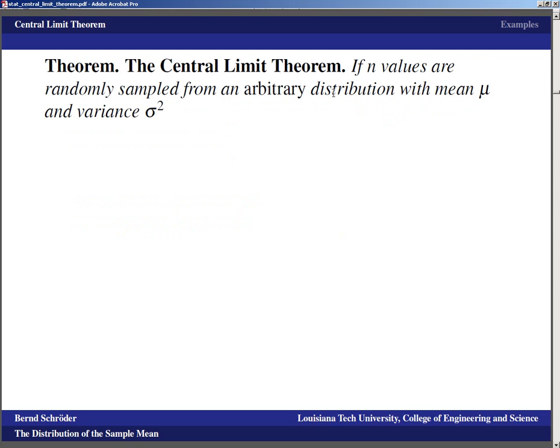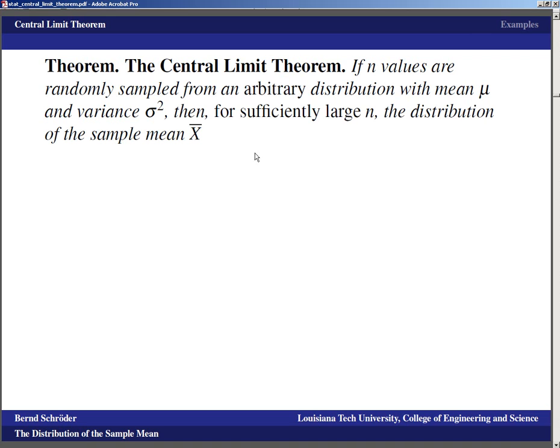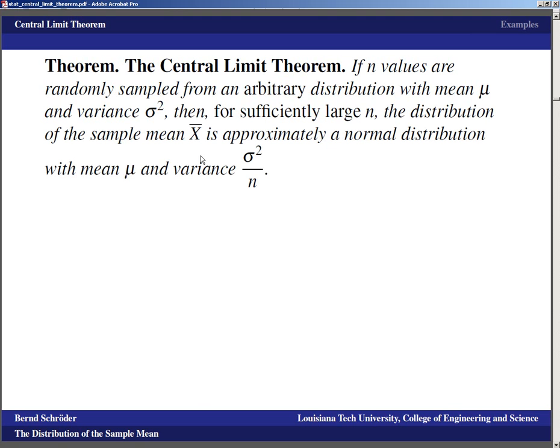Well, the central limit theorem says that if you take n values randomly sampled from an arbitrary distribution, so we don't care at all what the distribution is shaped like, and that distribution has mean mu and variance sigma squared, then for sufficiently large n, and that is another one of those terms that we're going to leave undefined, but as long as we take enough measurements, the distribution of the sample mean x bar is at least approximately a normal distribution, with mean mu and variance sigma squared over n.